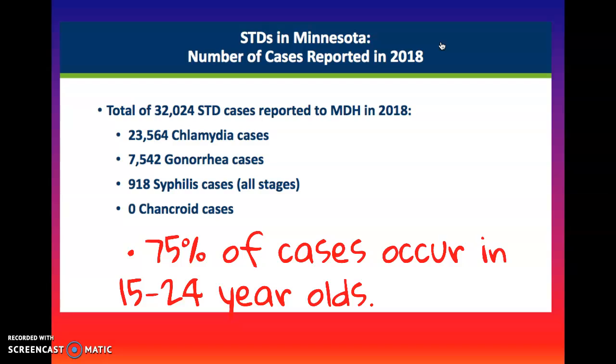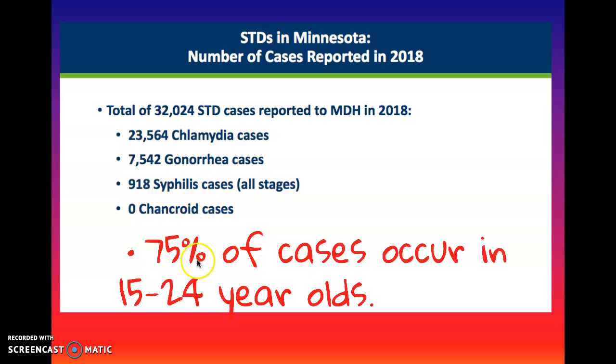Okay, so in Minnesota, this was in the year 2018, there were chlamydia. The most common STI in the world is chlamydia. As you can see here, there were about 23,000 cases reported in Minnesota. Gonorrhea is the second most common, followed by syphilis, which is pretty rare, but of all the STIs, this one is a deadly one, as we'll learn.